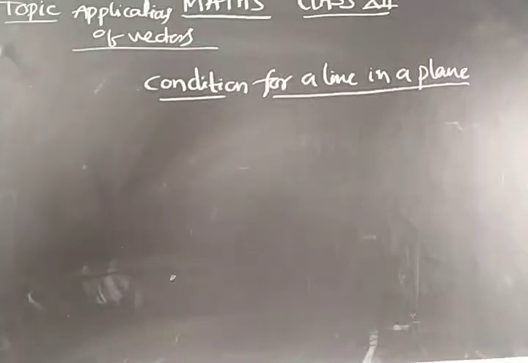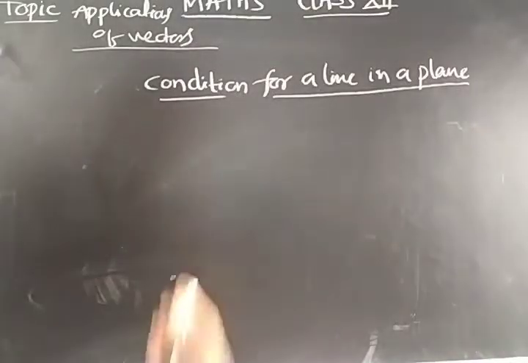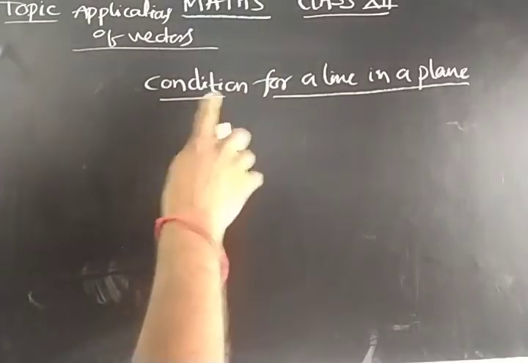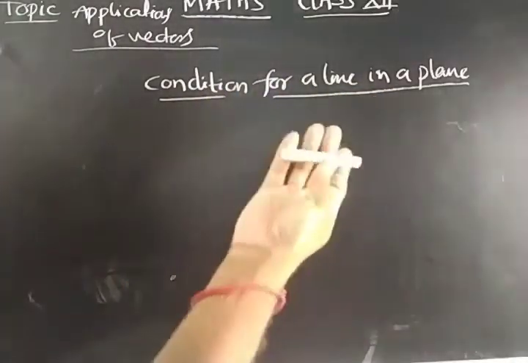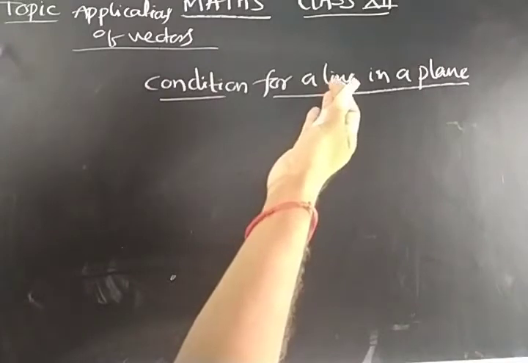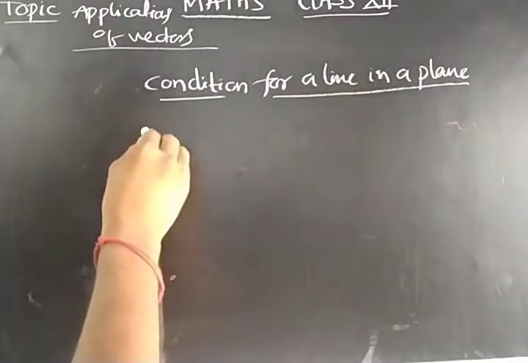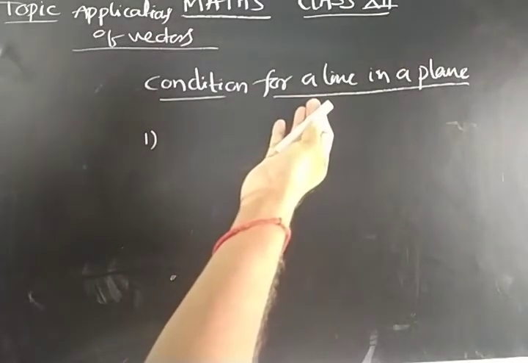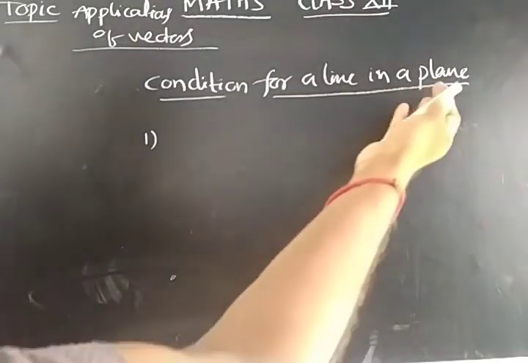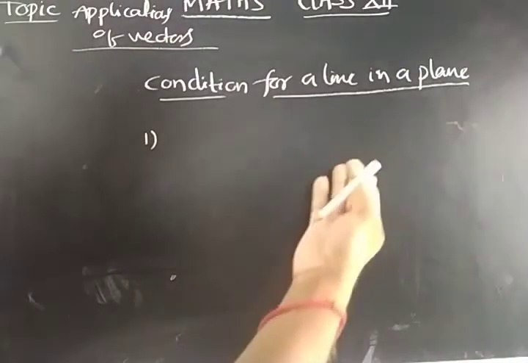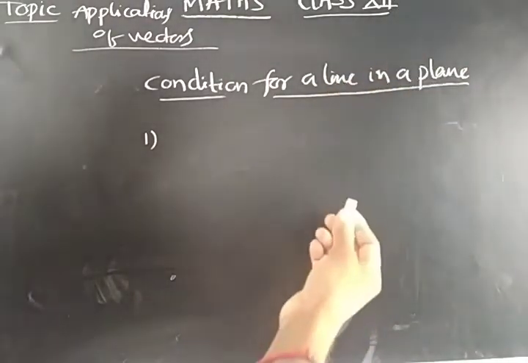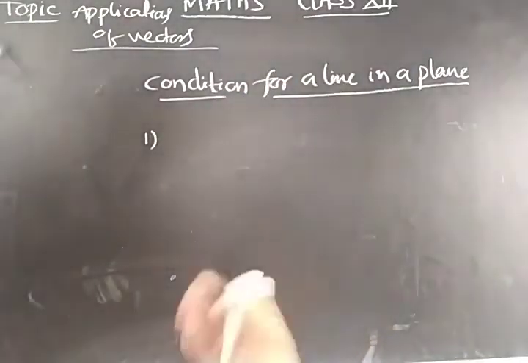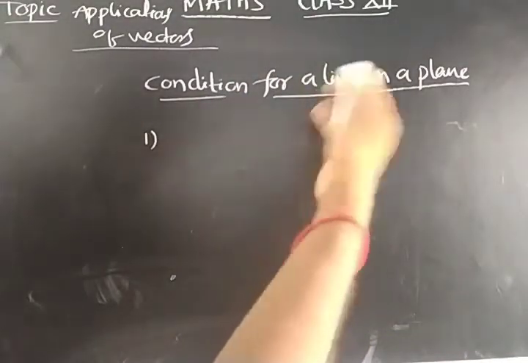Morning students, today we are going to discuss a few more topics in vectors. See here, condition for a line in a plane. What are the conditions for a line to lie in a plane? You may have the line equation in vector form and the plane equation in vector form. Then what is the condition for the line to lie in the plane? And we may have the line equation in Cartesian form. In that case, what is the condition that the line lies in a plane?